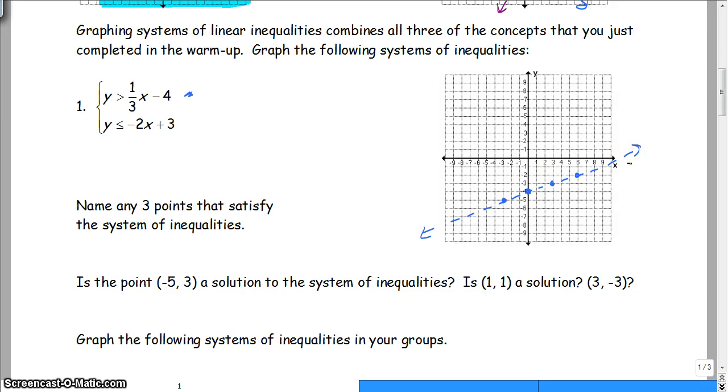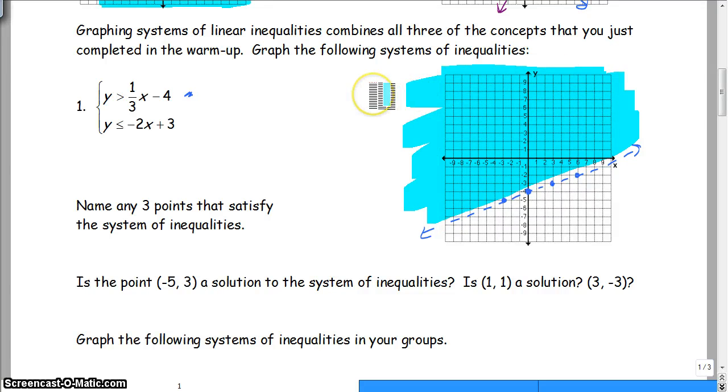Okay, and since that says y is greater than, we are going to shade above. And of course, you know I like non-lazy graphs. When you shade, make sure you shade it all.